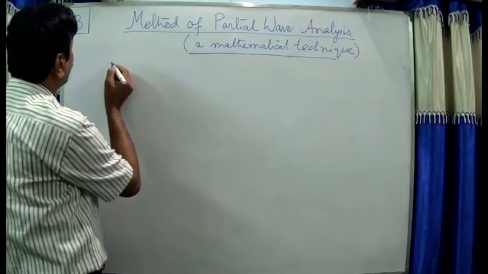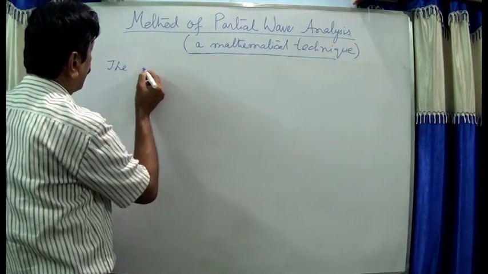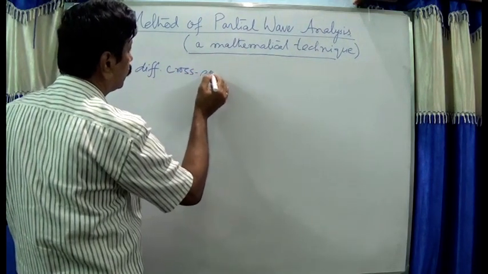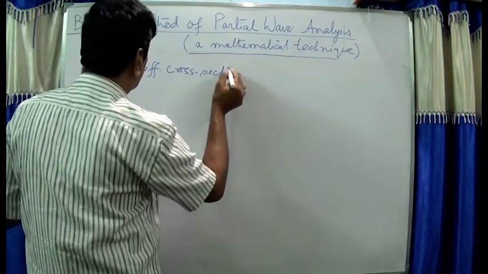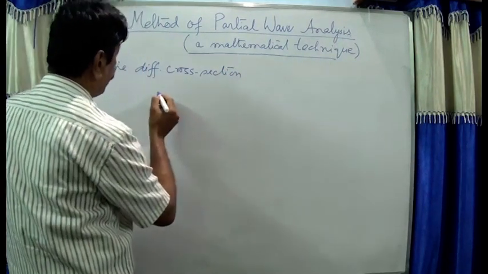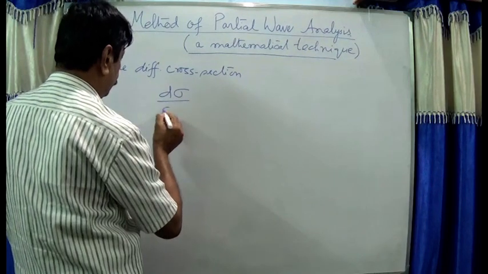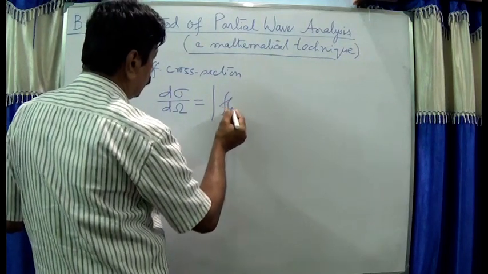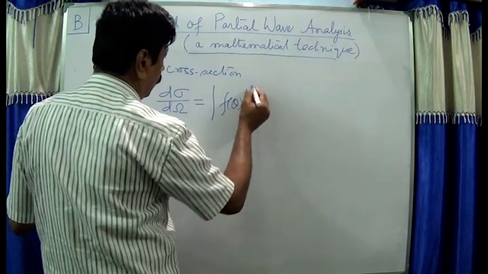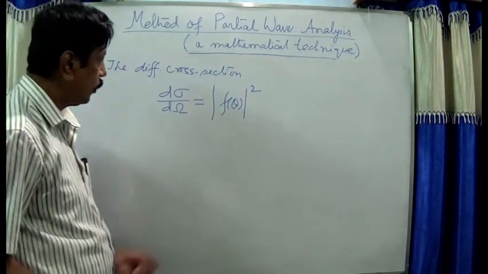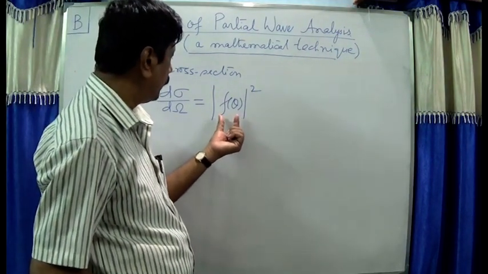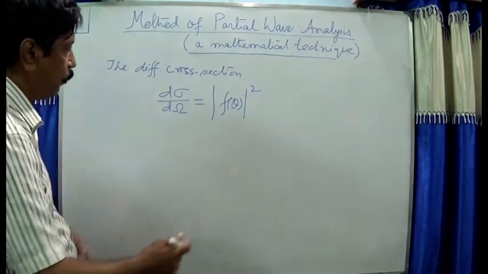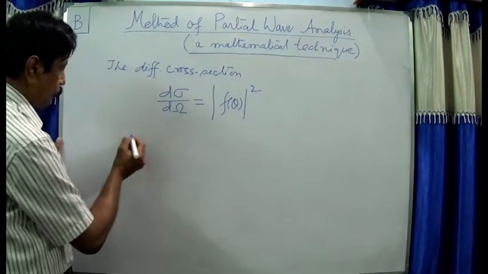We know the differential cross section d sigma d omega is nothing but the square modulus of f theta. So we have to put here the values of f theta to express this d sigma d omega in full form. So let us do that.